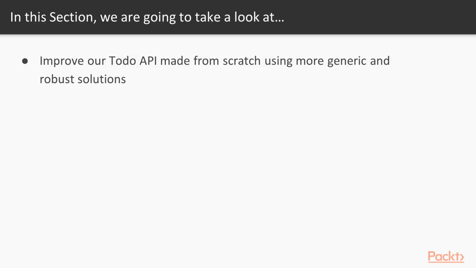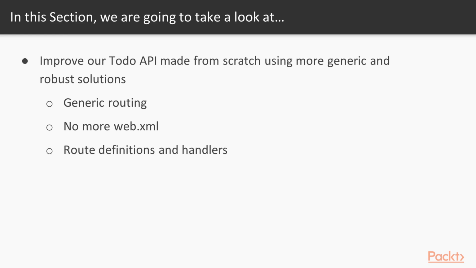Basically, our goal is to improve the to-do API we have made earlier, and we're going to use more generic and robust solutions. Explaining more on that, we're going to create a more generic routing mechanism that we're going to get away with that web.xml file. So we no longer need to change XML files to add new routes, to maintain, and to use our API. And we're going to introduce the concept of route definitions and handlers. And we're going to use those concepts to create a more generic routing solution.